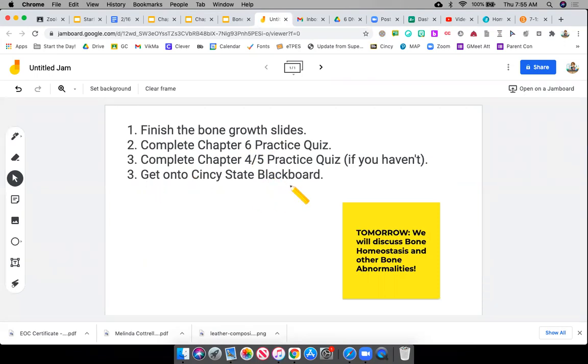And make sure that you can log on to the Cincy State Blackboard. That's where our final is going to be. Also, as a practice before we get to our final, I'm going to put the next practice quiz on there. So make sure that you get that set up. Tomorrow, we're going to talk about bone homeostasis and some of the other bone abnormalities that go along with bone homeostasis. So hopefully we'll see you tomorrow and we won't have another one of these days.